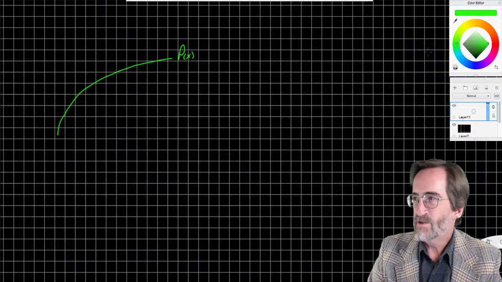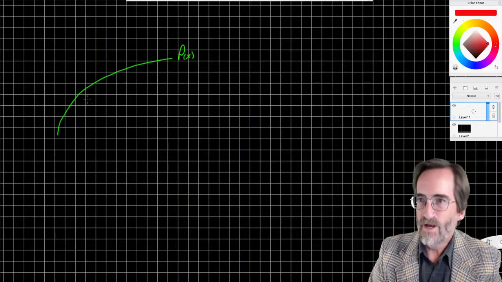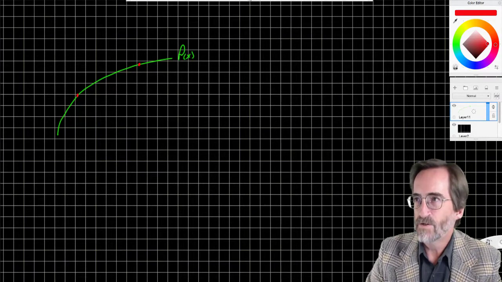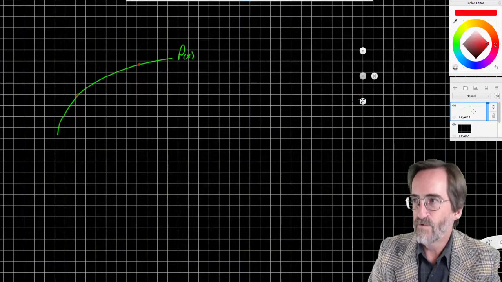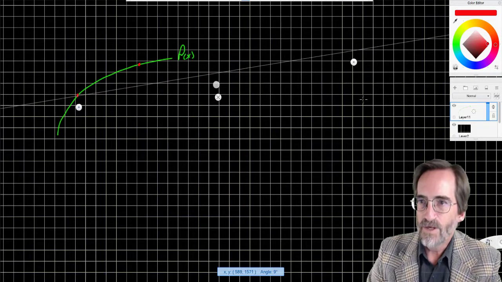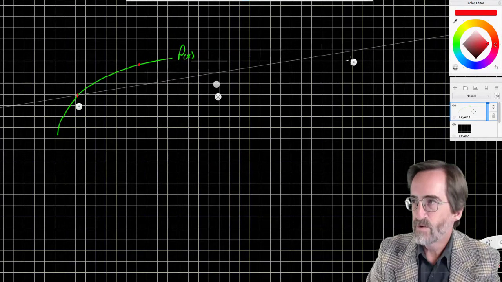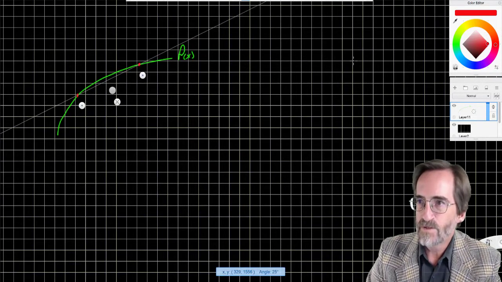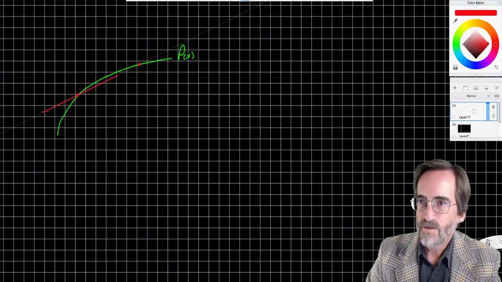Okay, a secant is defined as a line containing two of the points on the function. So here's 2 points on the function, and the line drawn through the 2 points, straight line drawn through the 2 points, is a secant line.